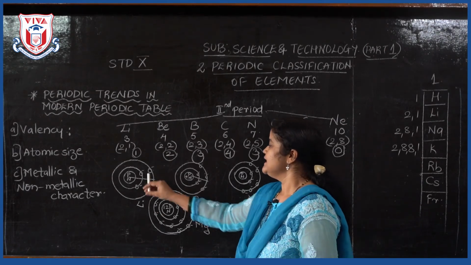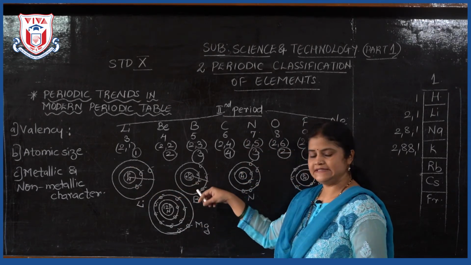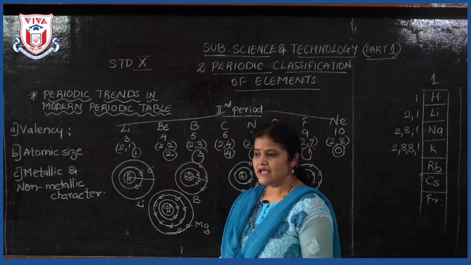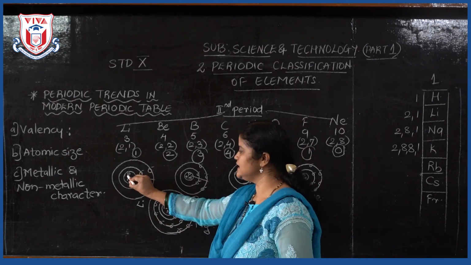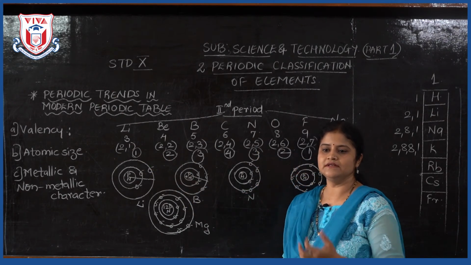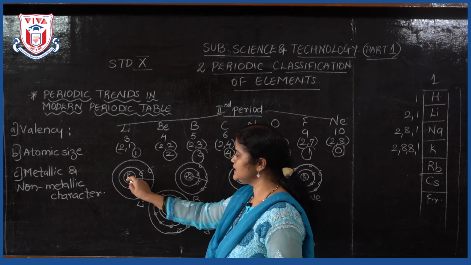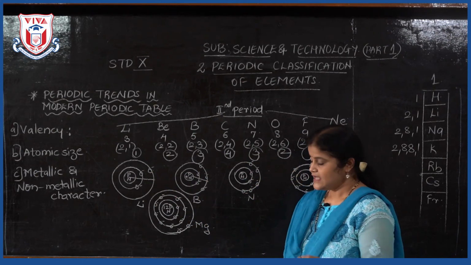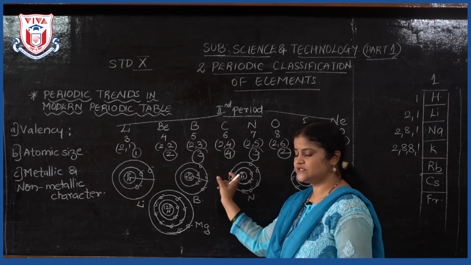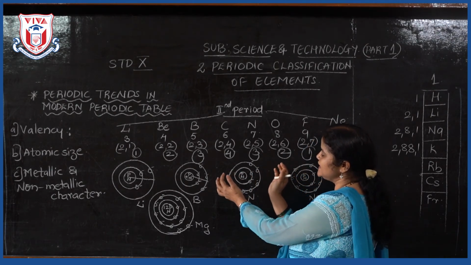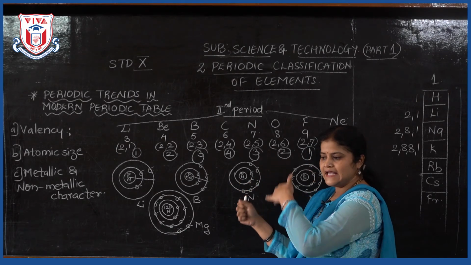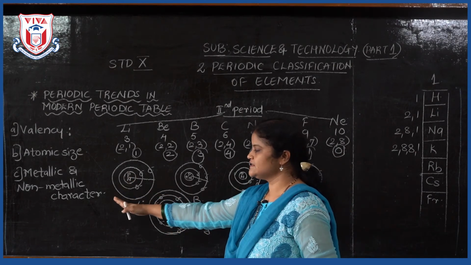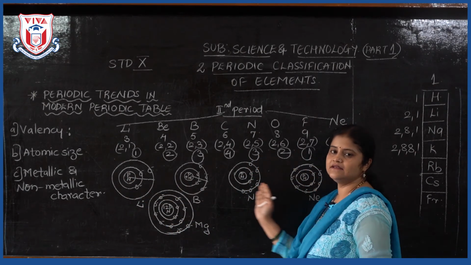What happens is that in every outermost shell, the number of electrons goes on increasing. So when it increases, the attraction between the nucleus and the outermost shell also increases. The nucleus attracts the electrons with that much power of attraction, and as the attraction increases, the outermost shell is pulled towards the inner side, and hence the atomic size decreases when we observe the elements from left to right in a period.